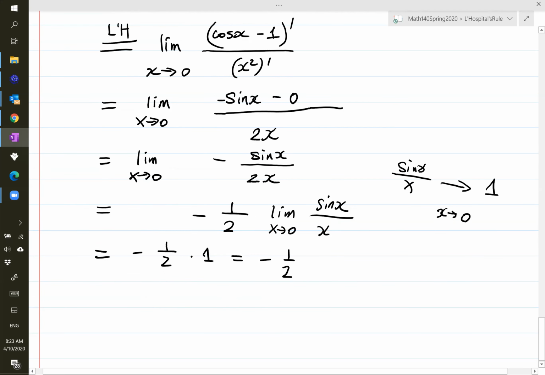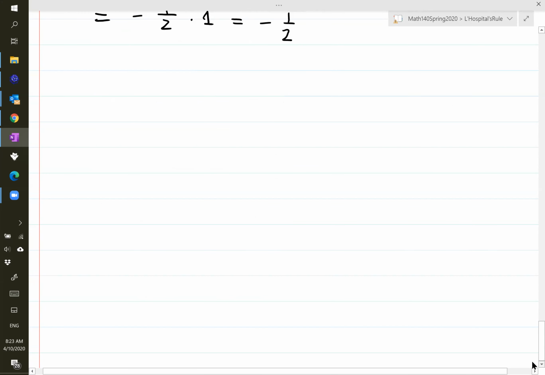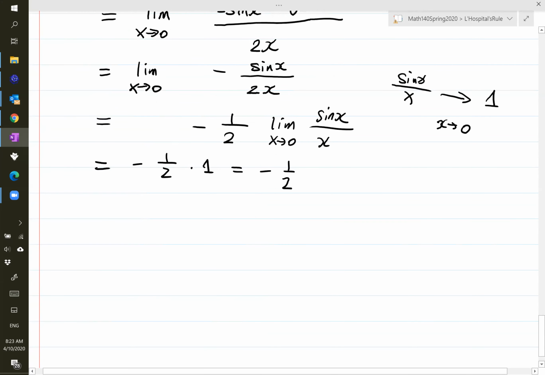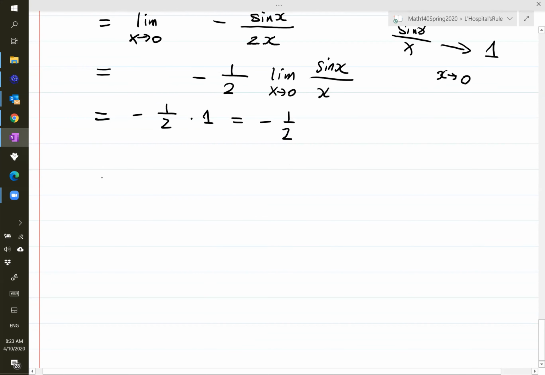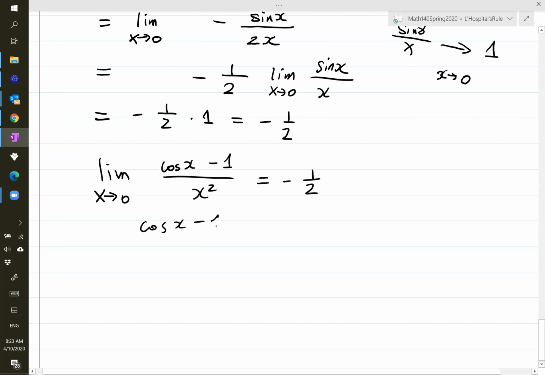So this tells us we have this approximation: the limit as x approaches 0 of cosine x minus 1 over x squared is negative 1/2. This means cosine x minus 1 over x squared is near negative 1/2 for x near 0.